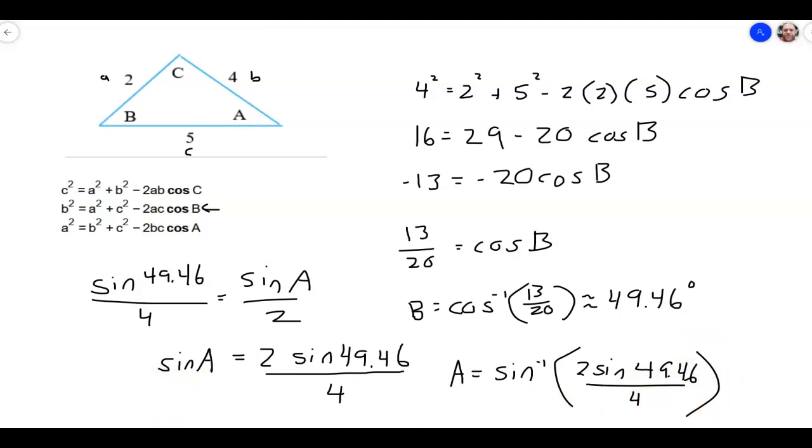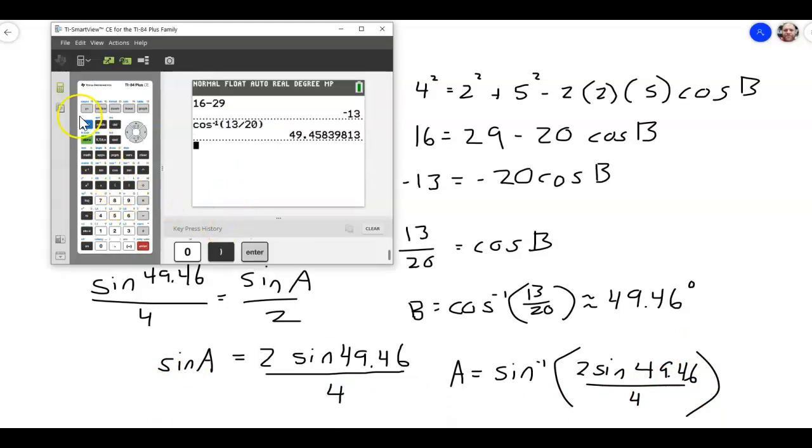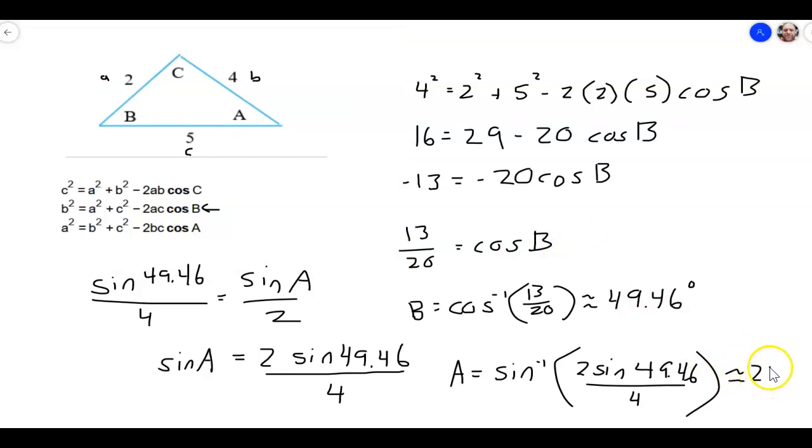Let's take a look at that. Second, inverse sine of 2 times the sine of 49.46, close parentheses, divided by 4. Let's see what we get here. We get 22.33, so that's approximately 22.33 degrees. Now remember, we did an inverse sine here, so we also have to look at the possibility of the angle being 180 minus that.